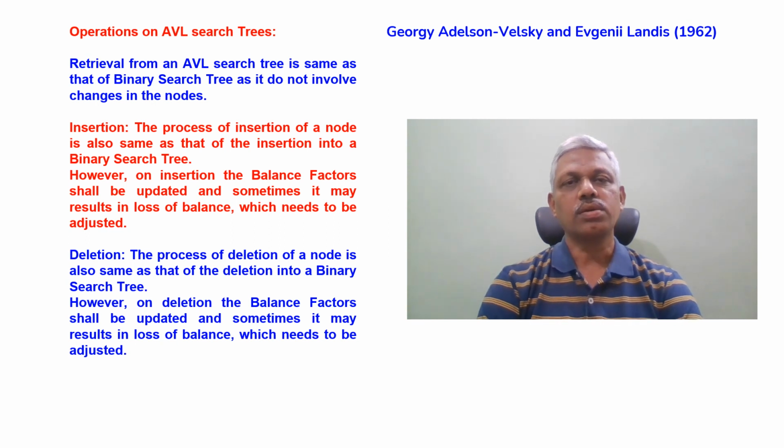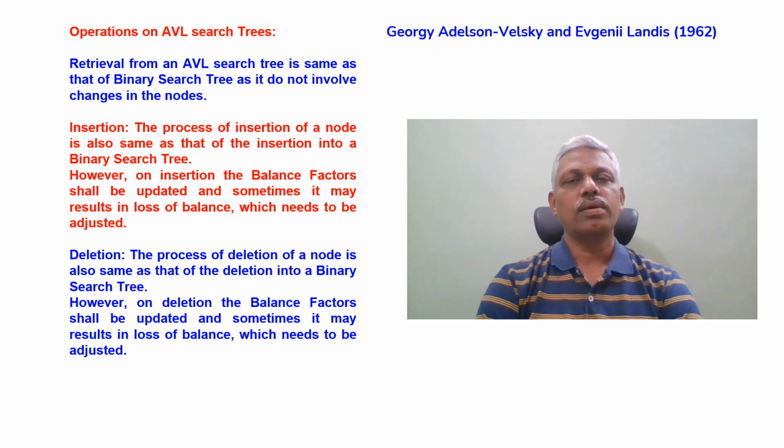In their work, they proposed a factor called balance factor, which can be identified at every stage of every insertion or deletion of a vertex, and whenever there is a change in the balance factor, immediately we can reorient the tree. So in AVL trees, insertion and deletion will change the orientation of the tree, whereas retrieval of data from the AVL tree is the same as in the binary search tree. There is no change in that.